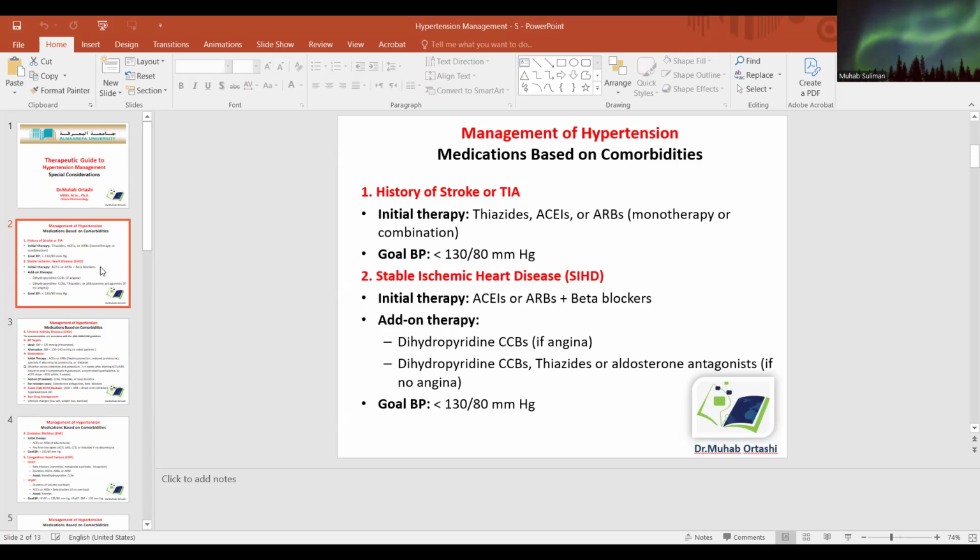If the blood pressure is controlled, it's okay. If not, we can add drugs like calcium channel blockers, dihydropyridines like amlodipine and these drugs, if the patient has angina. If the patient has not, we can use it again, and we can use thiazide or aldosterone antagonist besides these drugs. As we said, the most important are the beta blockers and ACE inhibitors or ARBs, and then we can add the calcium channel blockers, dihydropyridines, depending on the patient need, and the goal also is below 130 and 80.